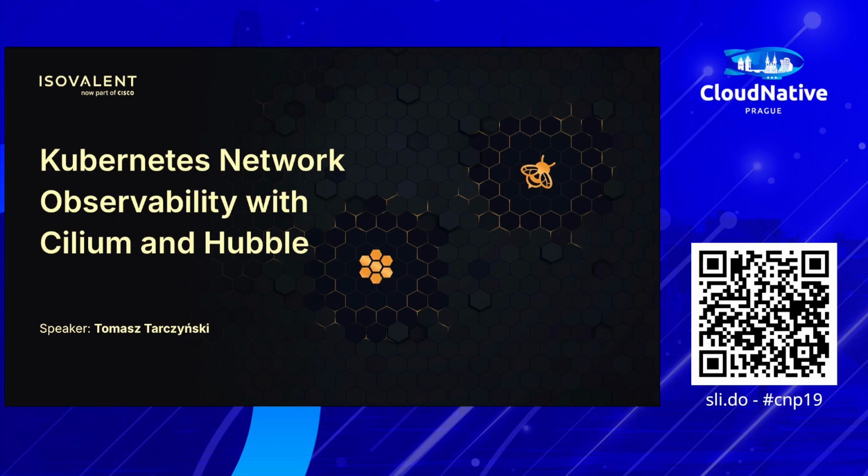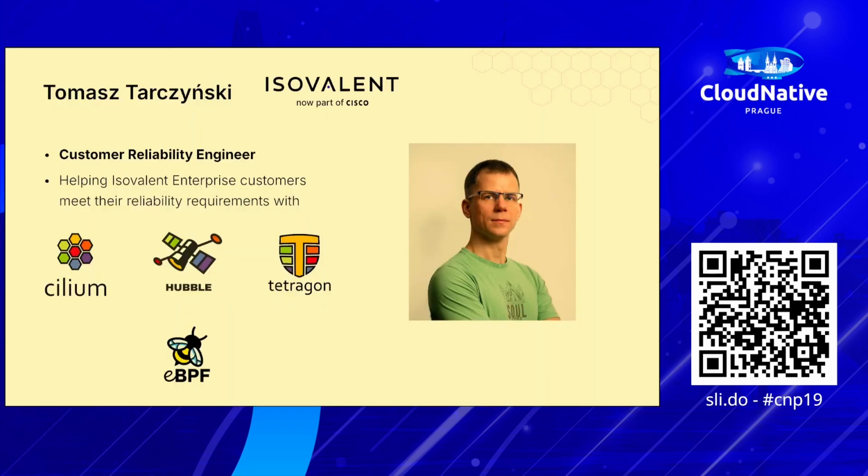I want to talk today about Kubernetes network observability, specifically with Cilium and Hubble. To start with, just a few words about myself. I work for Isovalent, which is now part of Cisco. I'm based in Wrocław, Poland, so not too far from here. Came especially for this meetup to meet and discuss those topics with all of you.